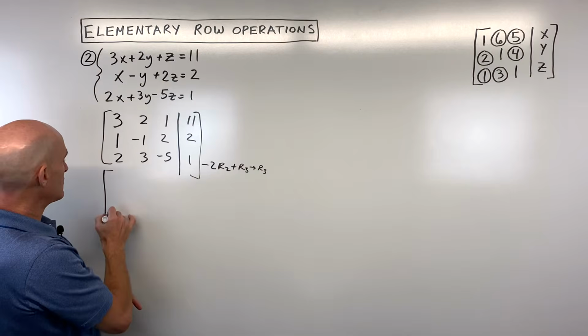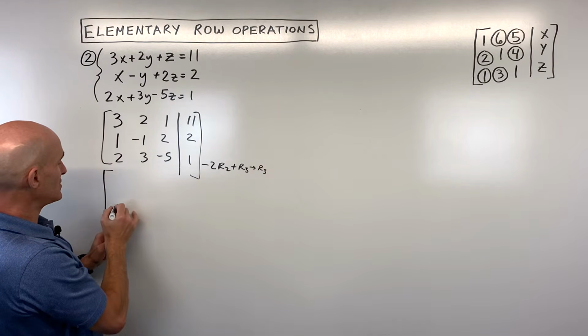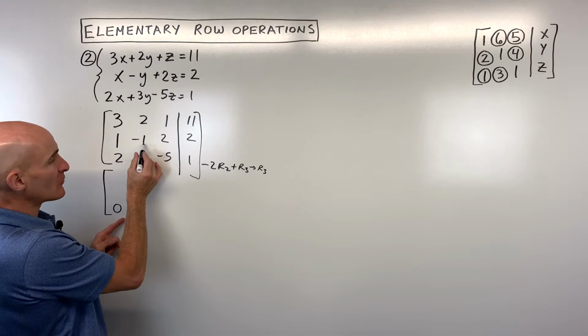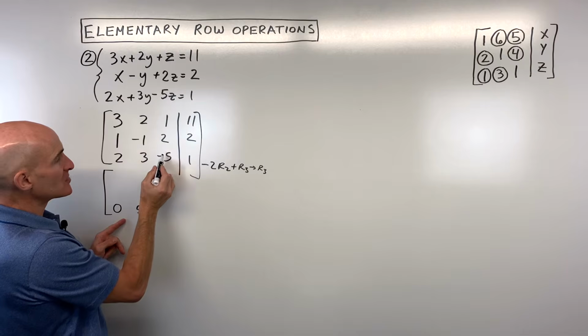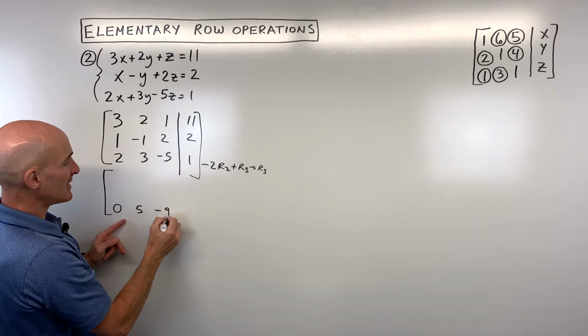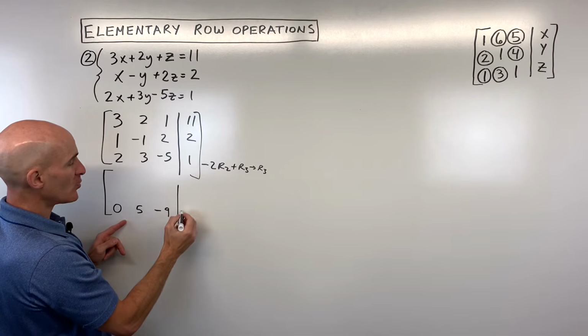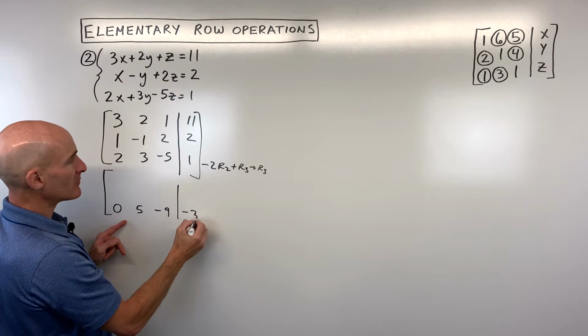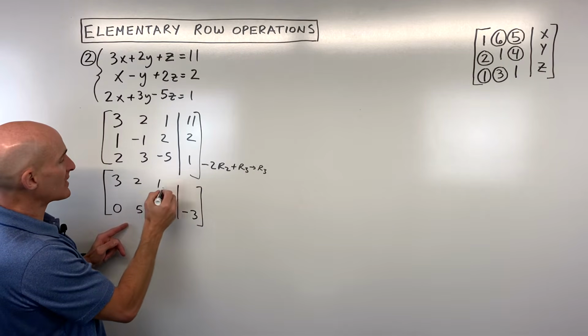So if we write our matrix here now, this is going to be negative 2 plus 2 is 0. Negative 2 times negative 1 is 2, plus 3 is 5. 2 times negative 2 is negative 4, plus negative 5 is negative 9. And 2 times negative 2 is negative 4, plus 1 is negative 3. Okay, now the other rows are going to remain the same, so let's just go ahead and copy those down.